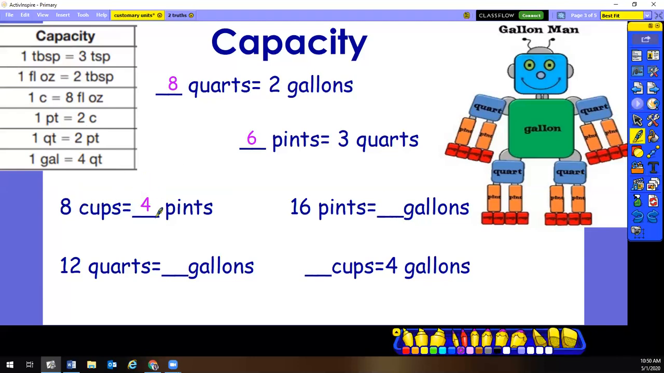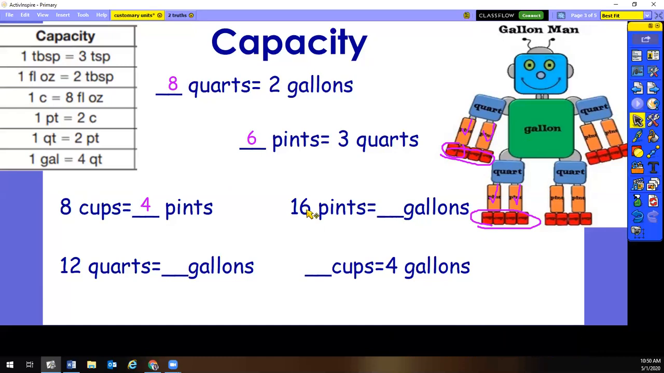So if we have 8 cups, I want to know how many pints that is, right? There's 1, 2, 3, 4, 5, 6, 7, 8. There's 8 cups. Just this side of his body has 8 cups. So now let's count the pints. There's 1, 2, 3, 4 pints for 8 cups. And that makes sense because for every 2 cups is 1 pint. So we divided that by 2.